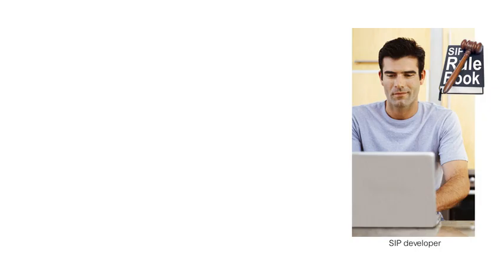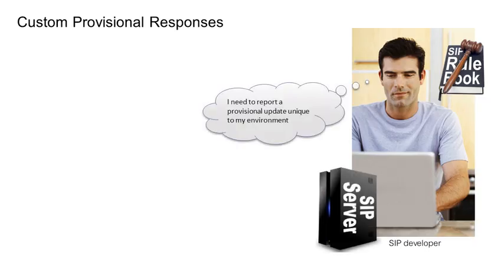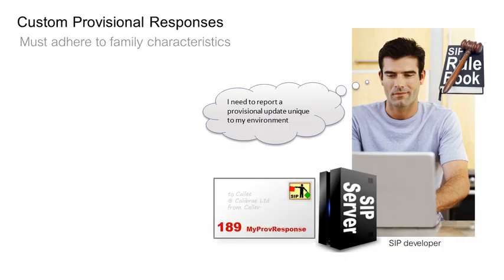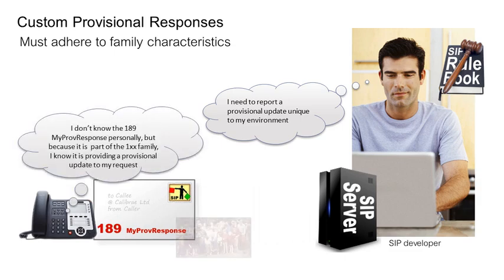Now, although there's only 5 provisional responses formally defined in the spec, the RFC says it's okay for developers to build custom provisional responses if they like. It might be that as a developer develops his SIP application, he finds a need to report back to the caller some provisional update that's unique to his environment. That's okay. SIP says it's just fine to create custom provisional responses so long as they adhere to the family characteristics. That way, even if a SIP device doesn't recognize the response personally, because it starts with a 1, it knows it's a provisional family member and therefore is simply to report progress.